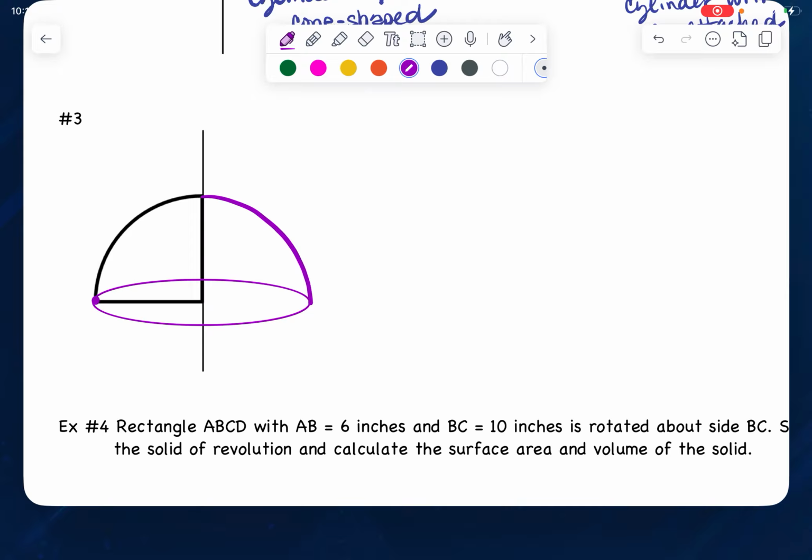And this would be a hemisphere or a semisphere, however you want to say it. It's half of a sphere. If I rotate a quarter circle, the result will be a hemisphere. Okay, let's go do some actual questions.